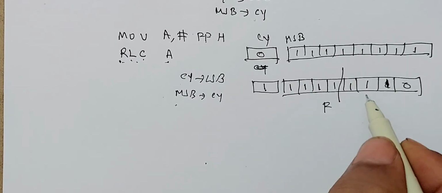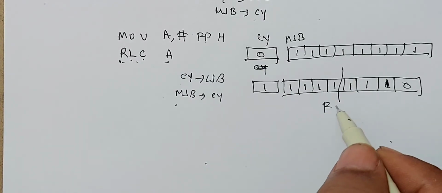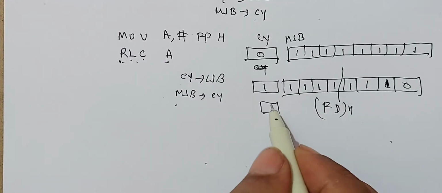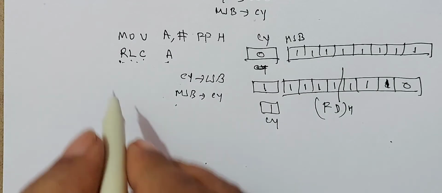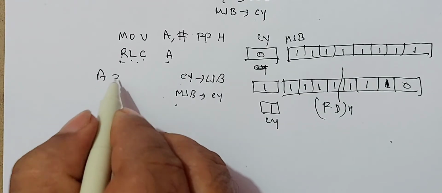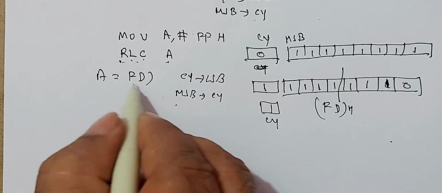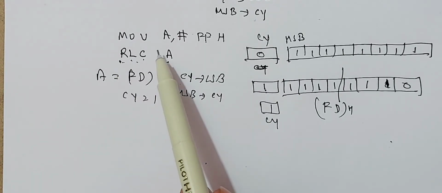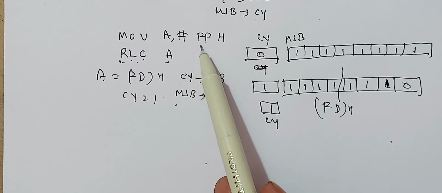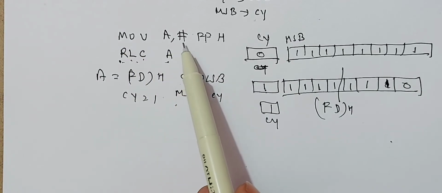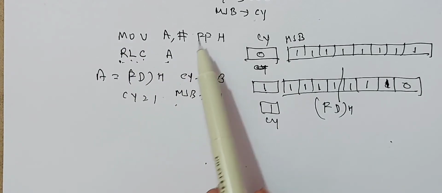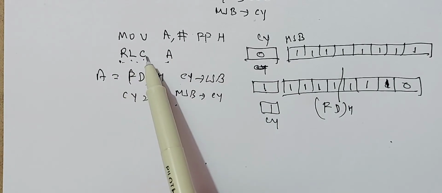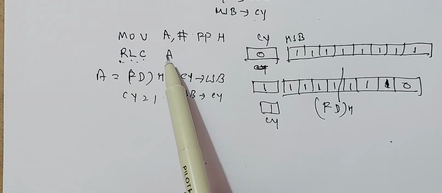This is F, and the next is 1110, that is E. FDH with carry 1. Therefore, now A becomes FDH with carry equal to 1. If MOV A, #FFH, A contains FFH, write the content of A to the left with carry by the instruction RLCA.